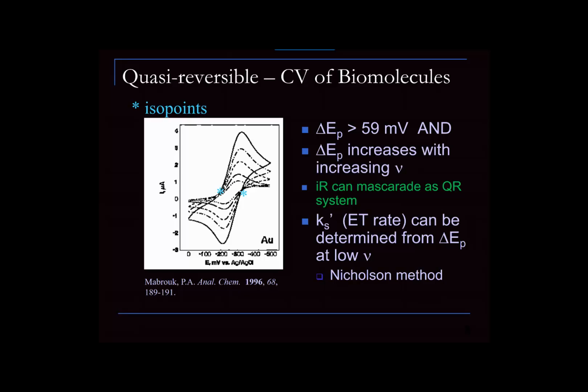And if you look with your eye straight up and straight down, you will see that delta E peak is not a constant. It's increasing as a function of the scan rate, and that is evidence for quasi-reversibility. And my little arrow here, I hope, helps you to see that it's really on a sloping line, and so the delta E peak is really increasing with scan rate, which is a quasi-reversible system.